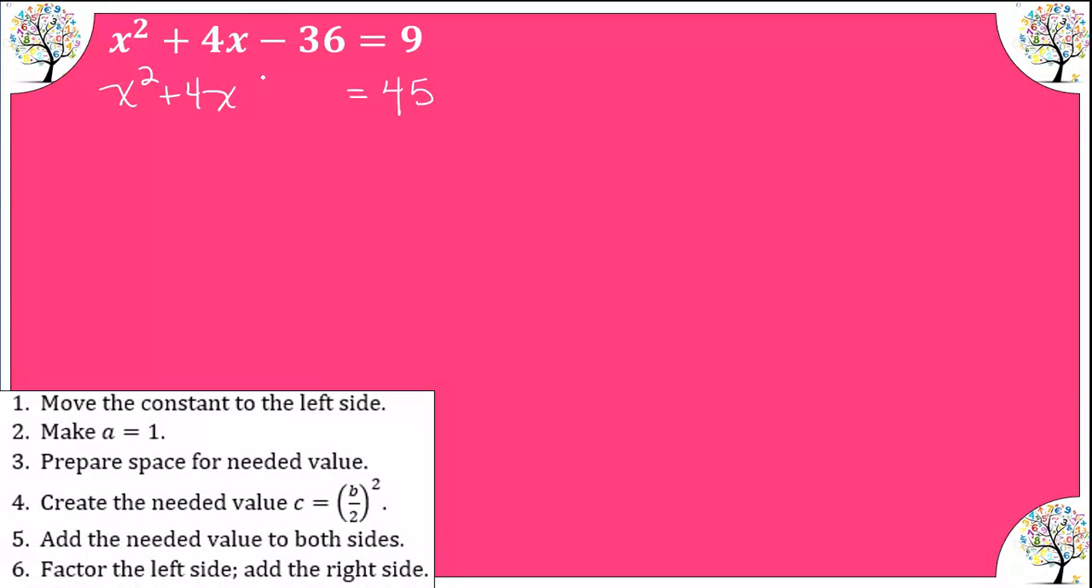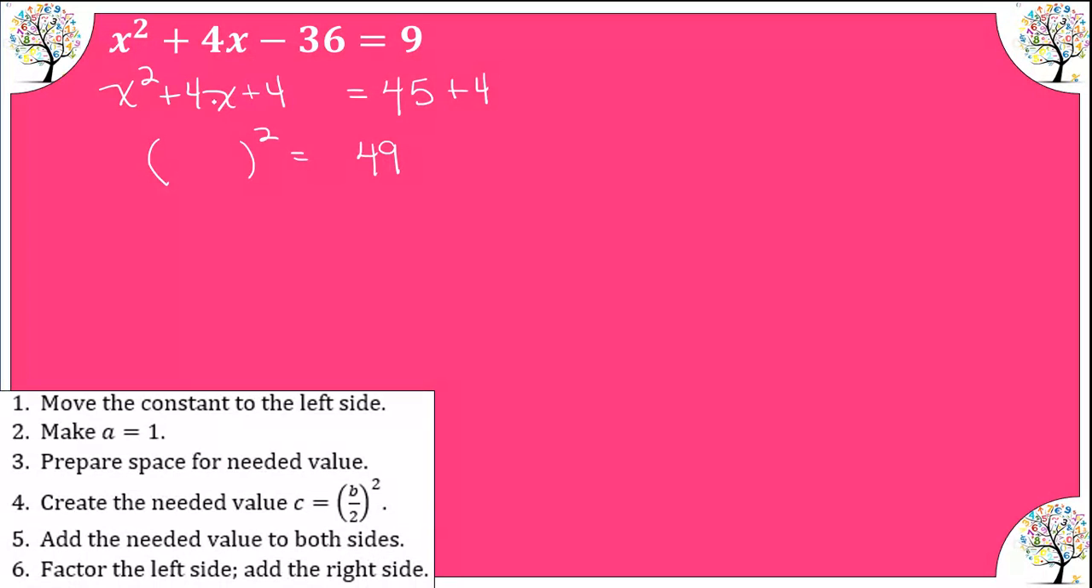Make sure you have created a spot for the needed value to make a perfect square trinomial. To create a perfect square trinomial, you take half of b and square it. Half of 4 is 2, and 2 squared is 4. We added a value of 4 on the left, so we must add that same value on the right to keep our equation balanced. Now we need to factor the left and combine the right.